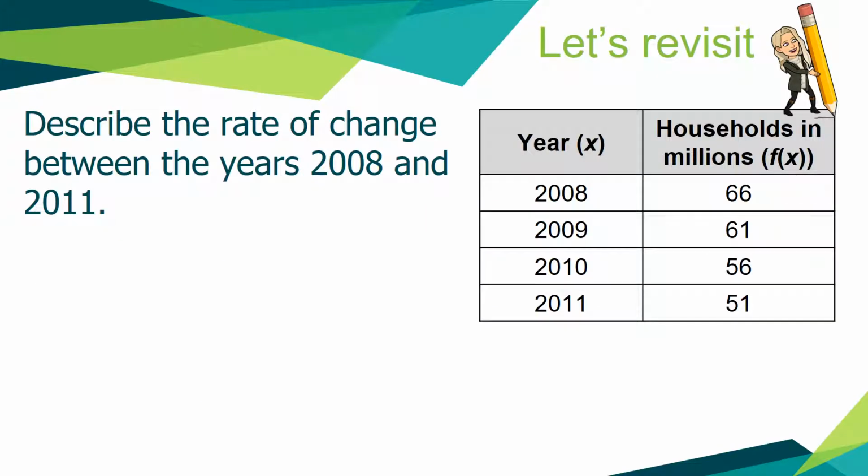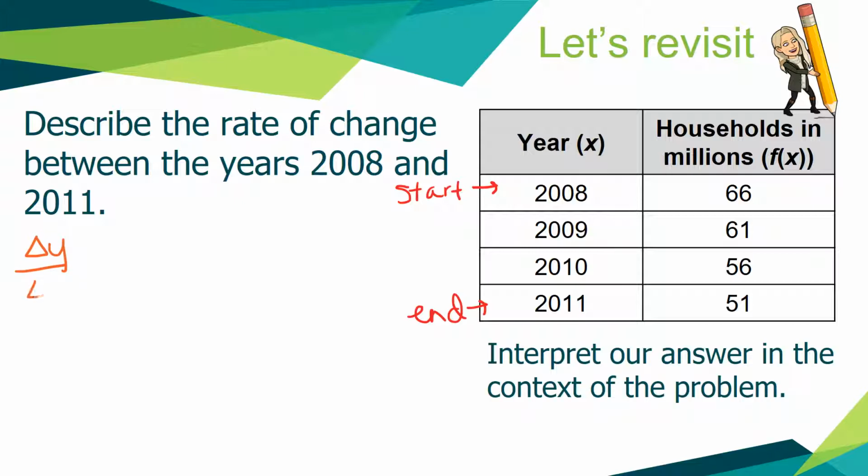So let's revisit that first example we went through. Describe the rate of change between the years 2008 and 2011. Our step 1 told us to identify the starting point. Our starting point would be 2008. Step number 2 tells us to find the end point of the interval, and that would be 2011. Next, we need to calculate the rate of change. And remember, to calculate the rate of change, we do delta y over delta x.